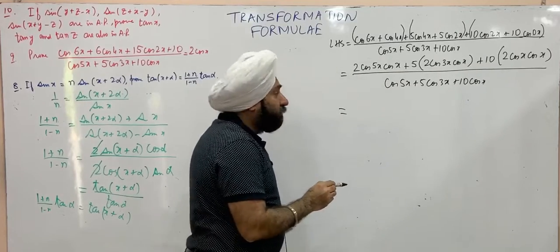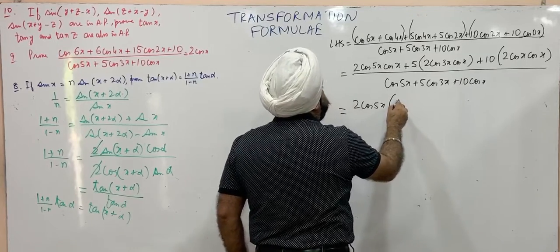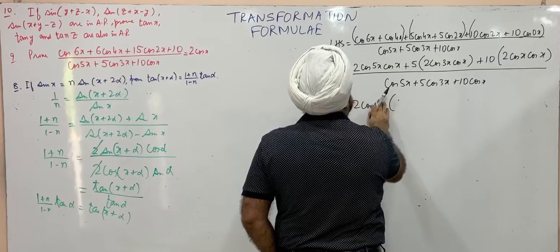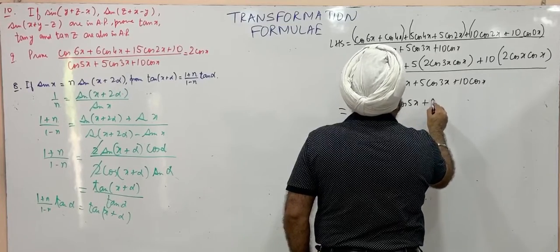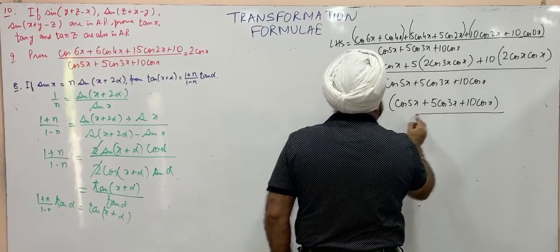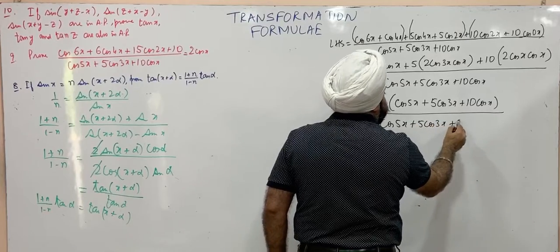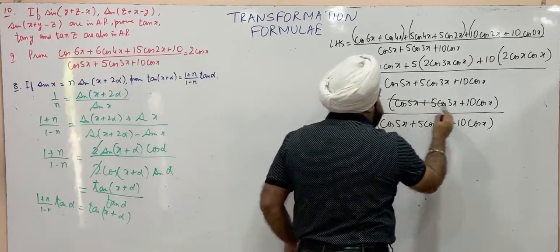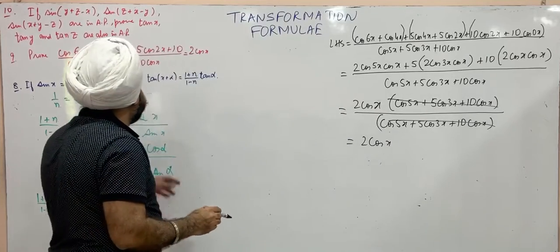Then from the numerator we can take 2 cos 5x common. So inside this will be 2 cos of x common. Inside it will be cos of 5x plus 5 cos of 3x and plus 10 cos of x, upon cos 5x plus 5 cos of 3x and plus 10 cos of x. So you can see this factor cancels out and we are left with the answer, which is 2 cos of x. This is what we wanted to prove.